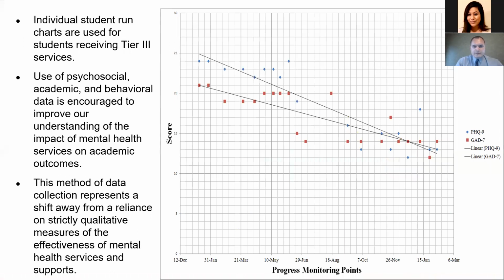Here are just some examples of graphical representations of the data that we have been working with over the past few years. This is a student that I worked with for, I believe, 6 to 8 months. When I'm able to graphically represent the changes in symptom presentation over time, I think it provides a much more accessible view into why our services are important.